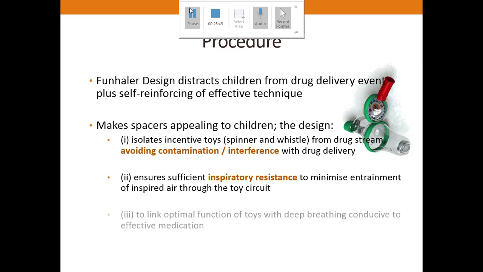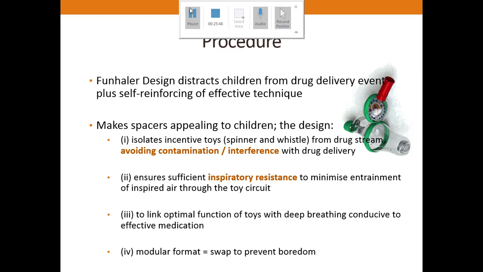Okay, so like I said earlier on, it was self-reinforcing. So as they were using it, they were becoming rewarded with it. So it made them appealing through the design. So it isolates the toys while avoiding contamination with the drug delivery. So like I said, it was through a separate circuit on a different valve. It ensured that they aren't taking in air through the toy circuit, so it's not coming in through the whistle.